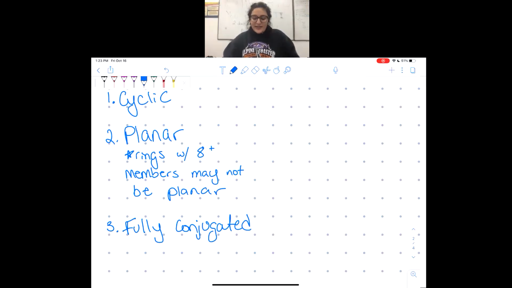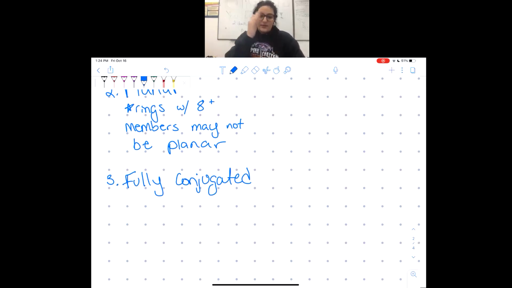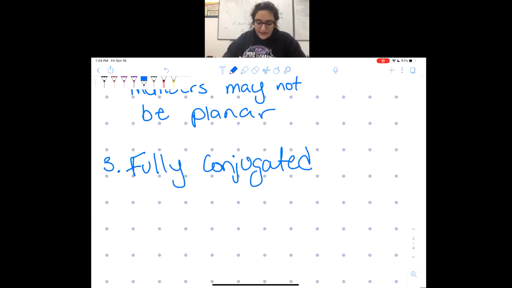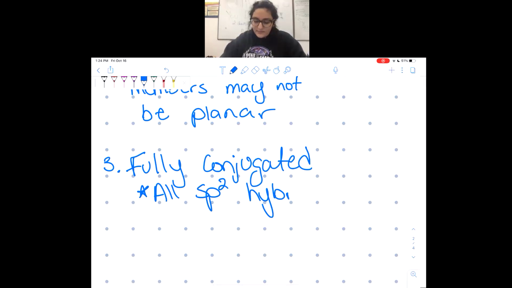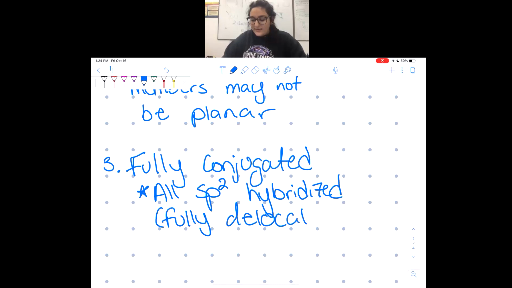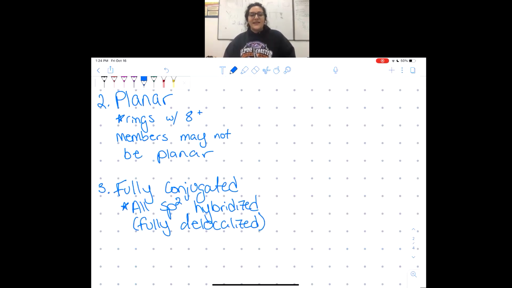Exactly. So fully conjugated means that we have double bond, single bond, double bond, single bond. Another way that we can state that that's important for this chapter is it must be all sp2 hybridized. And what that also implies is that it is fully delocalized. And I think that's a term that you heard in Orgo 1, but essentially delocalization just means that all of the electrons are going to resonate across the whole molecule. So the electrons are freely moving around the whole thing because it is fully sp2 hybridized.